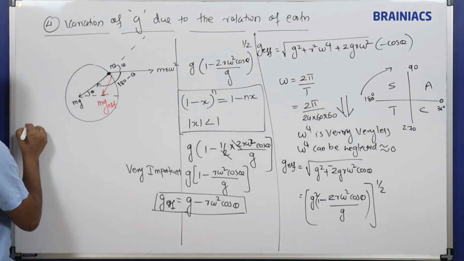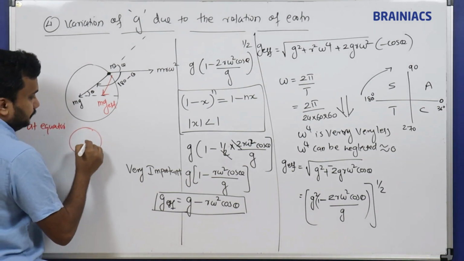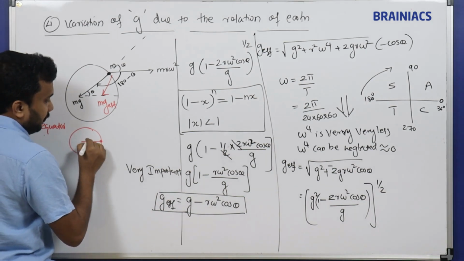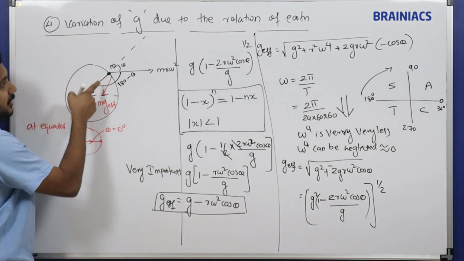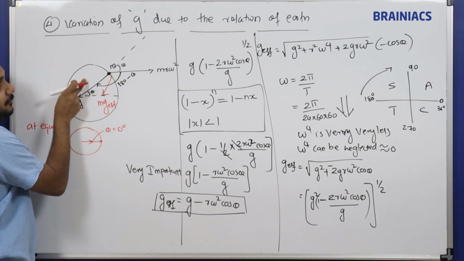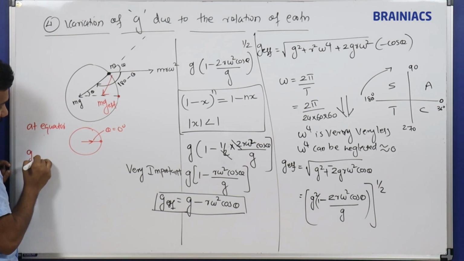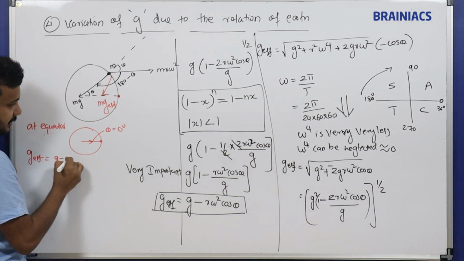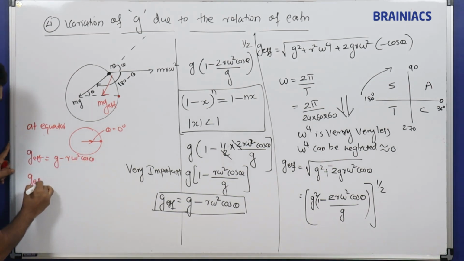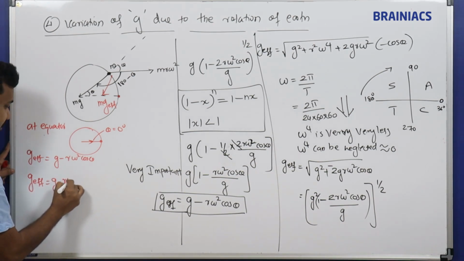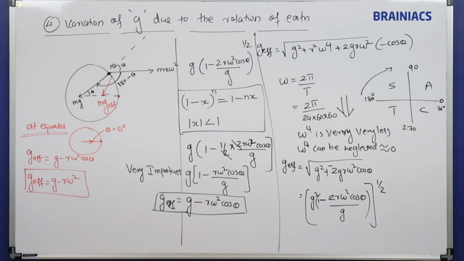So let me consider at equator. Equator means you are where? You will be here at this point. Okay. So what is the value of theta? Theta equal to 0 degree. There is no theta. Now you are here means you are at an angle of theta. Now you are here means theta equal to 0 degree. So G effective is equal to g minus r omega square cos 0. Cos 0 is 1. So G effective is equal to g minus r omega square. Important. If you are at equator, you have to use this equation.